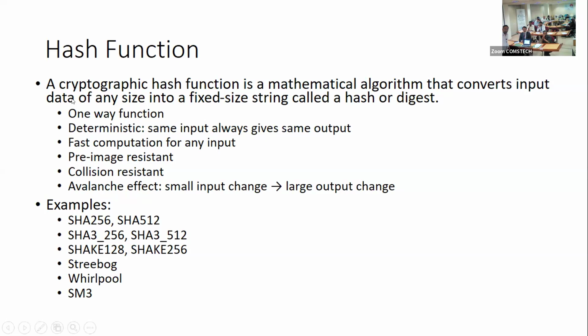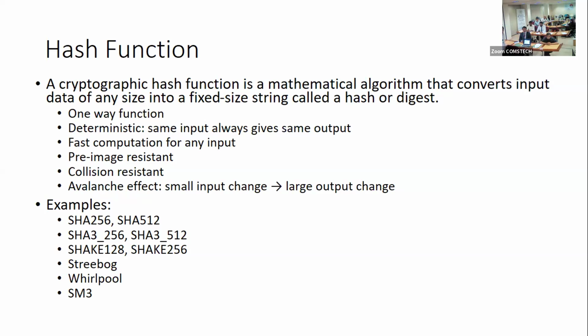A hash function is a cryptographic mathematical algorithm which converts input data of any size into a fixed-size string called a hash or digest. It has to be a one-way function. This means that from input to output you can go, but from output you cannot get back to the input. If from the output you can guess the input, then that hash function is considered broken or compromised. Where is it used? I'm going to give some examples pretty soon.